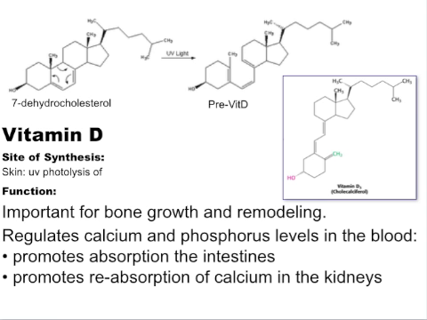We need vitamin D for bone growth and for remodeling because this vitamin helps to regulate calcium and phosphorus levels in the blood. It promotes the absorption of calcium and phosphorus in the intestines. And it also promotes the reabsorption of calcium in the kidneys.